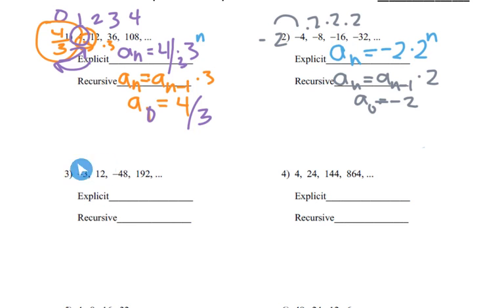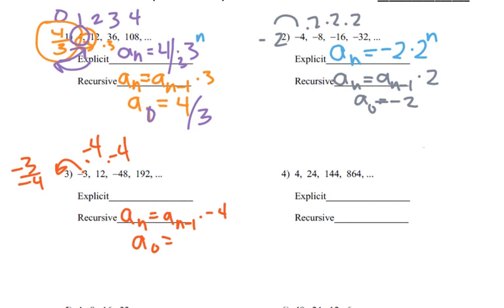Okay, number 3. Now, whenever we see a negative to a positive to a negative to a positive, that should tell us right off the bat that this thing is multiplying by a negative number. So, -3 to get to positive 12, times by -4. 12 to -48, yep, times by -4. So, a sub n equals a sub n minus 1 times -4. And a sub 0, if we're going back, would be -3 divided by -4, so positive 3/4, or 0.75 for those that are decimal lovers. Okay, so 3 divided by 4.